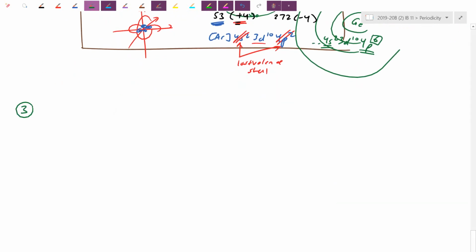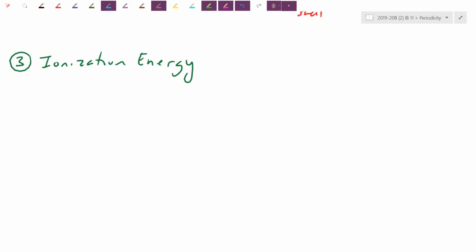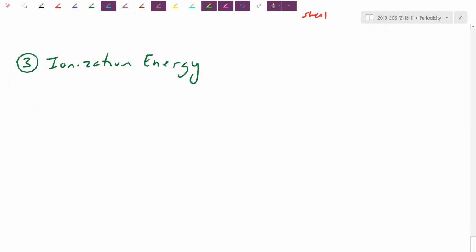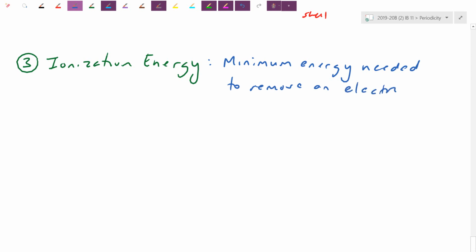The last trend is one we already visited in chapter 2, which is this notion of ionization energy. A favorite question of theirs, a nice hint for your test, is to define ionization energy. Try it out for yourself. Make sure you can do it. See how you did. Ionization energy is the minimum energy needed to remove an electron. We've been seeing this since chapter 2.